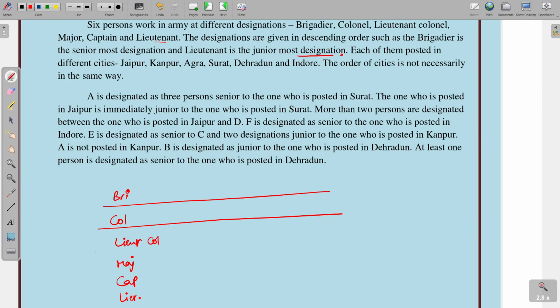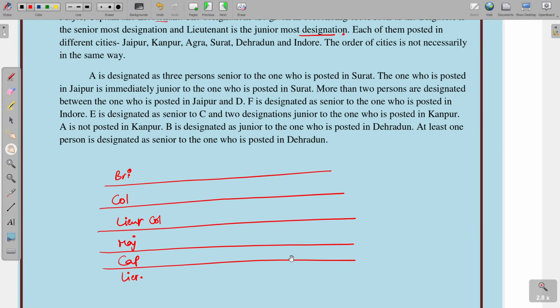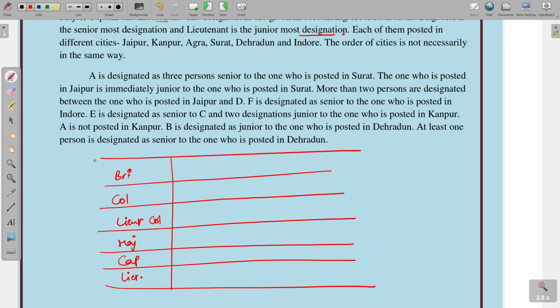So total 6 persons are there, 6 designation and each of them posted in different cities: Jaipur, Kanpur, Agra, Surat, Dehradun and Indore. Okay, so these 6 persons are there. It is the person and it is posted place. It is the second possibility.